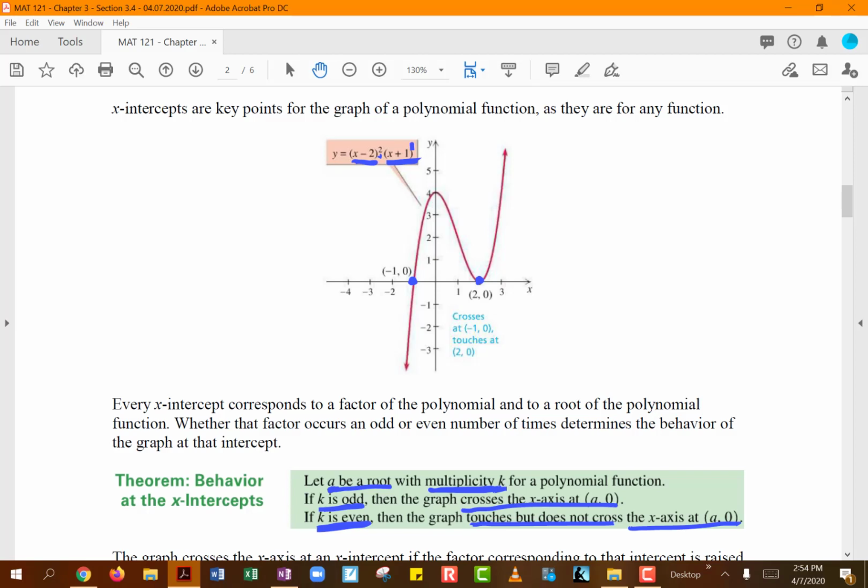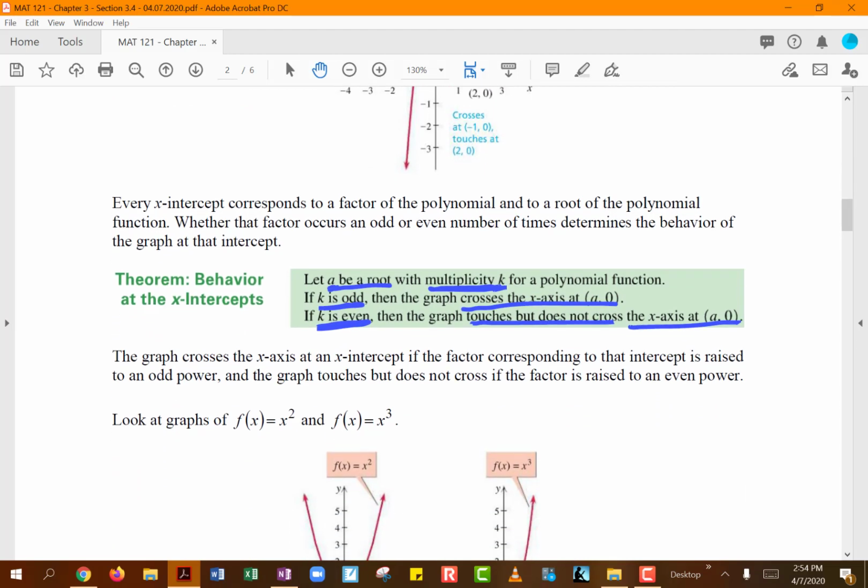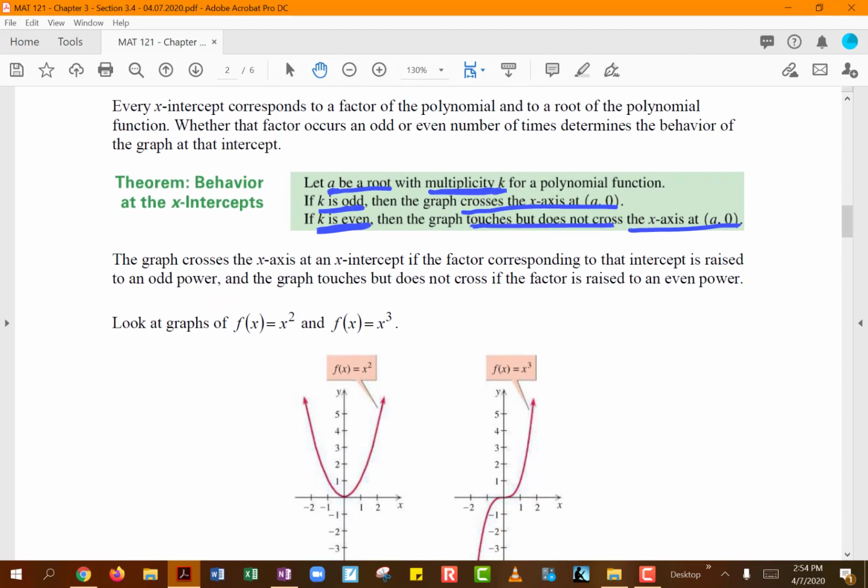So since that's an even number, at (2, 0) our graph is touching but does not cross. That's basically what you have to remember. The other thing that can help you remember this rule is to think about the x squared function and the x to the third power. So this would be for multiplicity when it's even. You can think of this as multiplicity when it's odd.